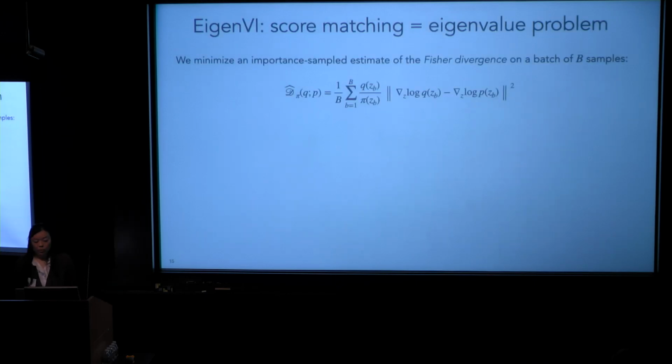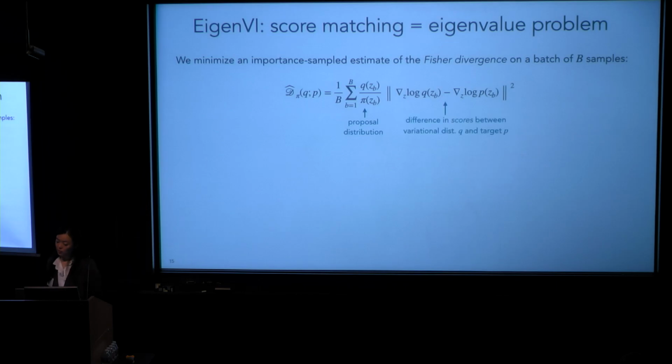OK, so what we do in ADVI, which is the following, we notice that when we try to minimize a score matching objective, this becomes equivalent to an eigenvalue problem. In particular, we're going to minimize an importance sampled estimate of the Fisher divergence on a batch of B samples. So it has the following form, where here the pi represents a proposal distribution from which we're drawing our samples z_b. And the second term represents the difference in scores between our variational distribution Q and our target P.